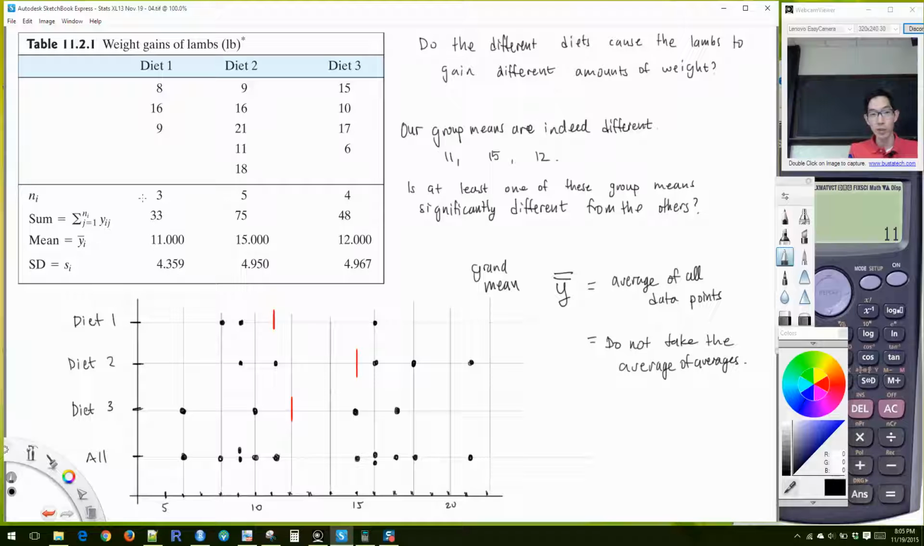The only data available to us might be the summary statistics. We might only have group 1, group 2, group 3, and how many people we had in each group. Our grand mean, we can recreate by taking the size of each group and multiplying it by the mean of that group. Then we add all of these up and divide by how many data points we had.